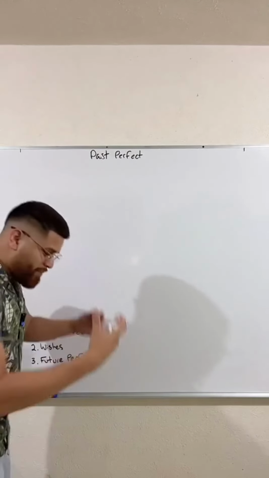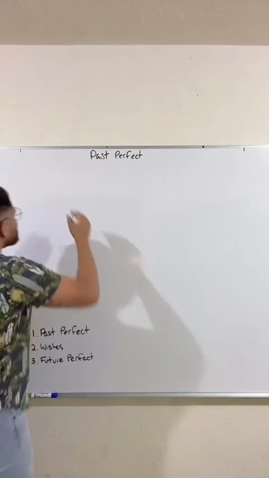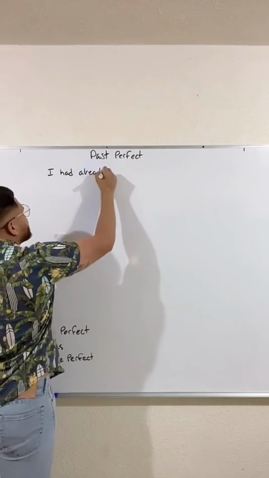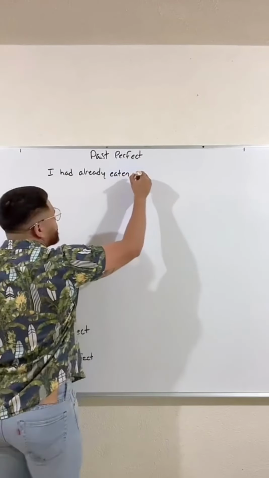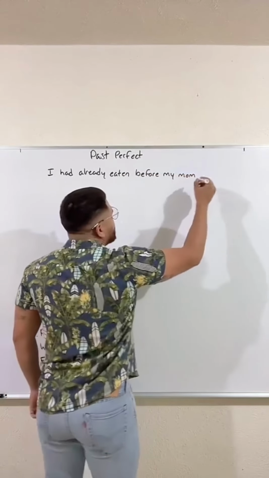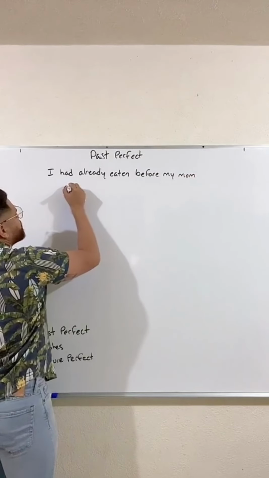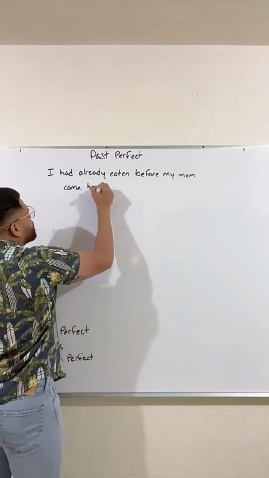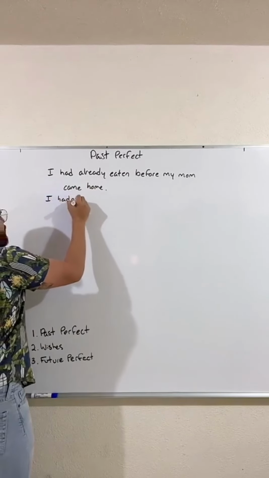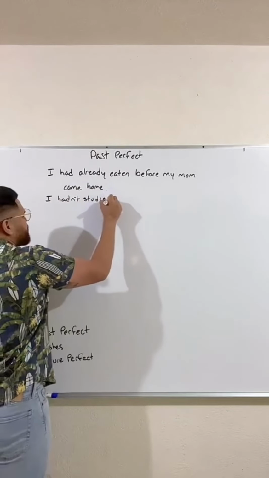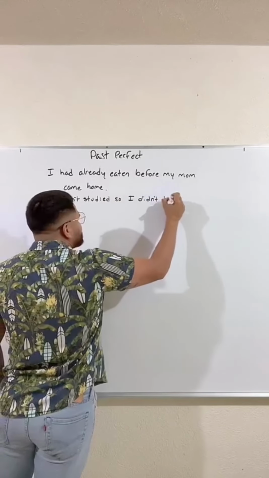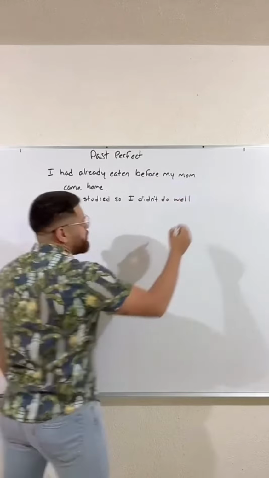The past perfect. Let me give you some examples of the past perfect. I had already eaten before my mom came home. I hadn't studied, so I didn't do well on the test.